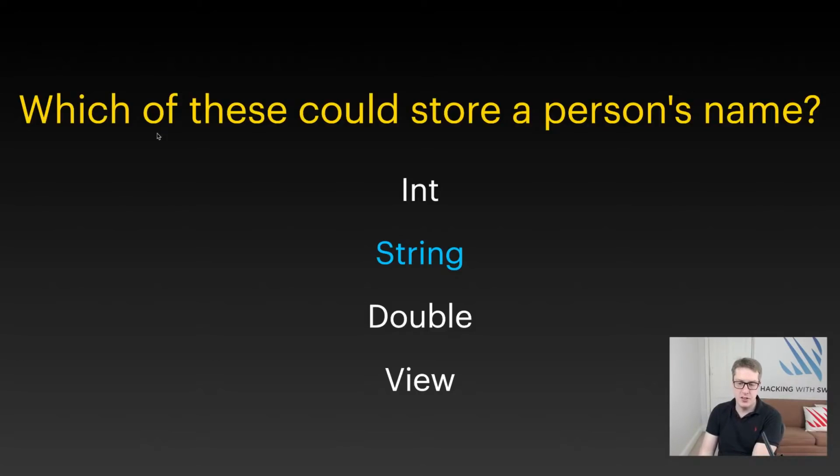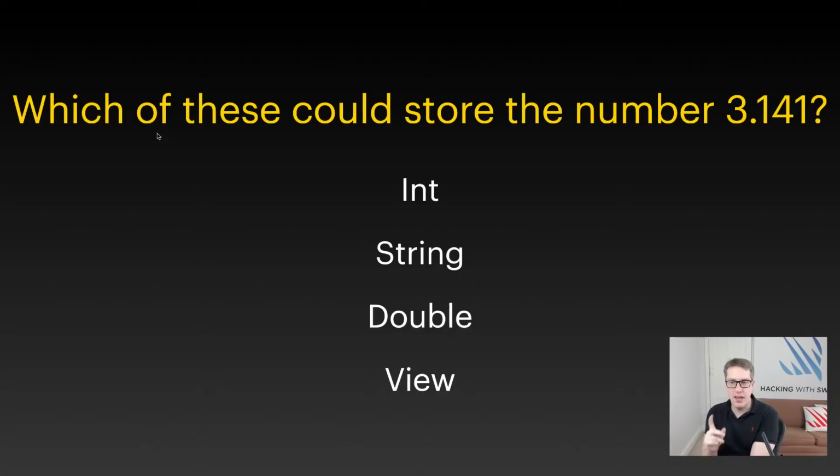And next question. Which of these could store the number 3.141? Is it int? Is it string? Is it double or is it view?